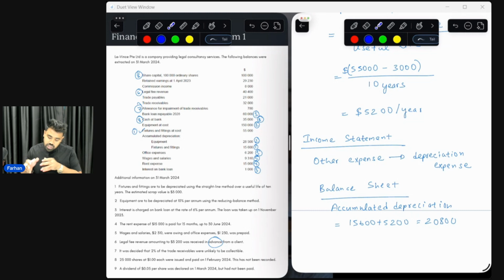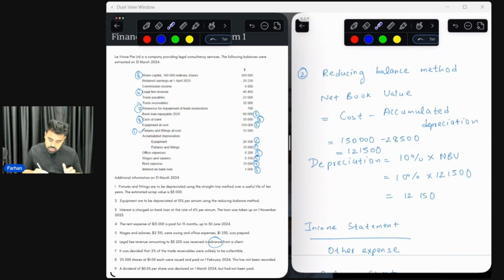So originally, we are given $15,600 for accumulated depreciation for fixtures and fittings, as you can see here. And then you add the new amount of $5,200, and then that gives us a total amount for accumulated depreciation of $20,800. Okay. Now, let's look into the second additional information.